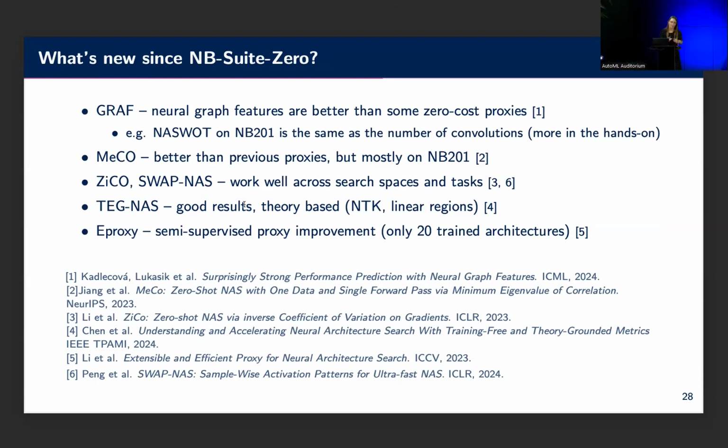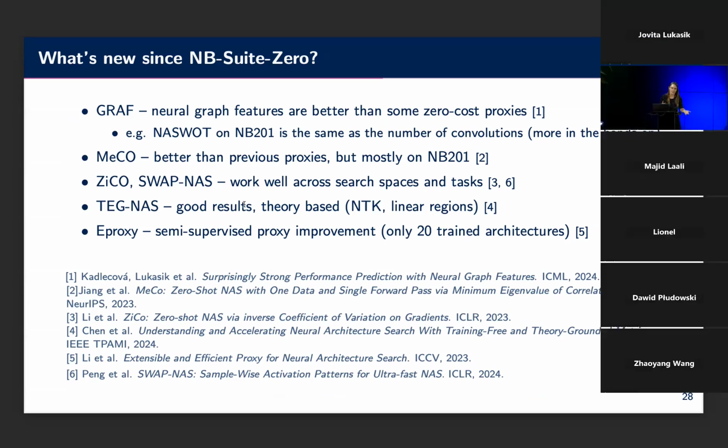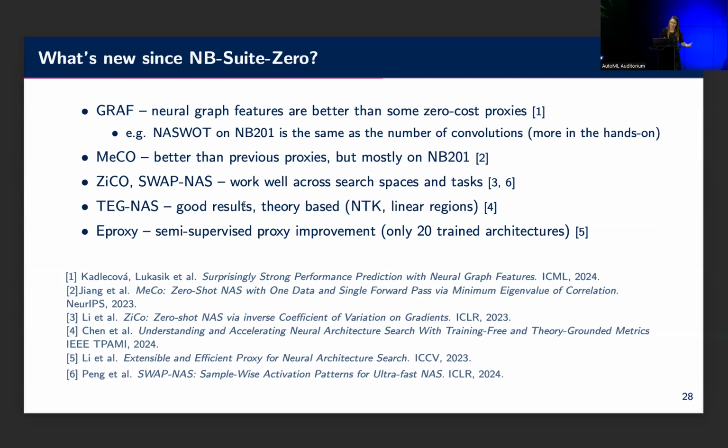Okay, so this was a really nice introduction of the basics. And so we had NAS Bench Suite 0, already quite a nice overview, quite a nice comparison. And now we can ask what has happened since then, what are the new proxies? So far we were very positive about those zero-cost proxies, but then in the hands-on, you can actually see that there are also some negatives. Mainly that some of the proxies are basically the number of convolutions on NB201. So that's graphed. It's like using different operation counts as proxies, or maybe path lengths.